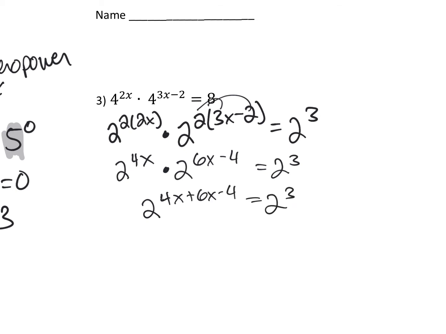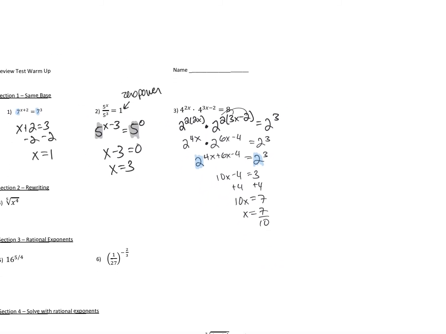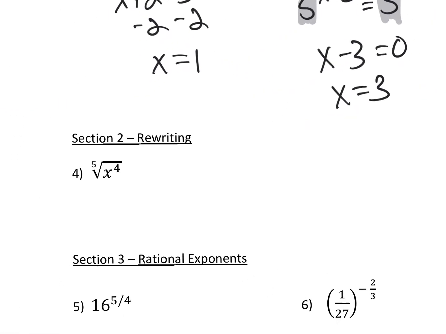So now I've accomplished, I've got one base on the left that's 2, and one base that is 2 on the right. So I'm going to set my exponents equal to each other. 4x and 6x is 10x minus 4 equals 3. I'm going to add 4 to both sides and divide by 10. x equals 7 over 10. Okay, so that was our first day. Writing stuff with the same base.